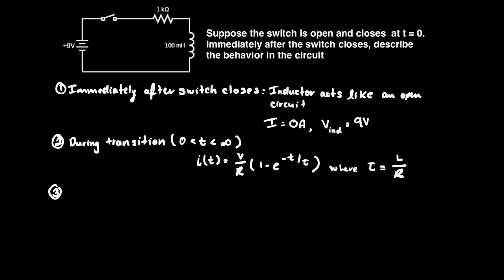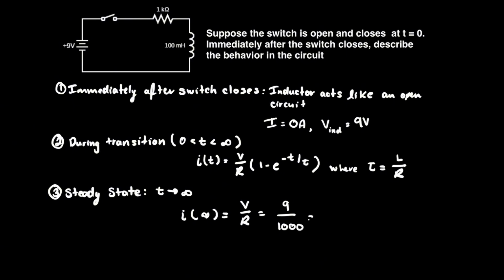Finally, in step 3, let's look at what the circuit does when it's in steady state, when t tends towards infinity. The current I is going to be calculated using Ohm's law, meaning I equals V over R, which is equal to 9 volts over 1 kiloohm, because the inductor acts like a short circuit in this case, meaning that the current reaches its maximum steady value at I equals 9 milliamps. And that's pretty much it.